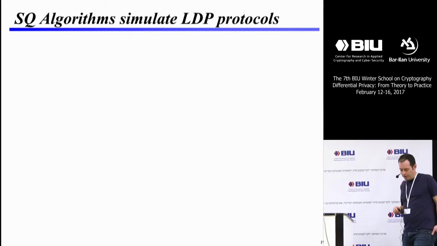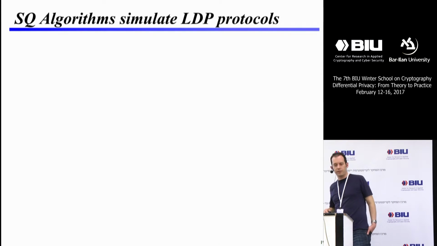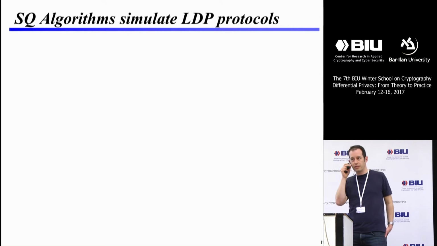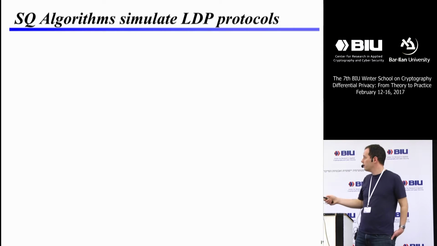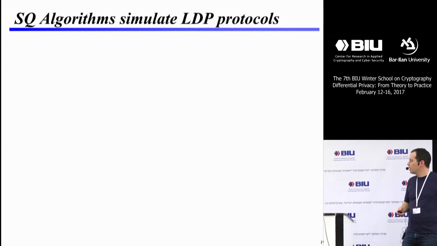So, the first result about things we can't do comes by this connection to SQ algorithms, and like many complexity results, it's actually a positive statement. What we're saying is that SQ algorithms can simulate locally differentially private protocols. So that's going to be an algorithmic statement.